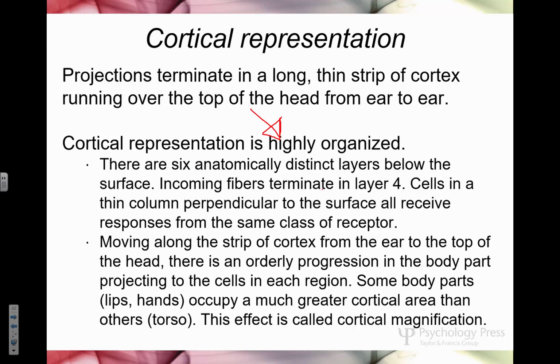You have your cortex, it's got 6 layers, right? Lots of stuff is coming in and out of that, not a big deal. What is kind of important here is to think about something called cortical magnification. And we briefly talked about that last week, right? And this is when I said some parts of your body are more important than others. Okay, you guys remember when I said that?